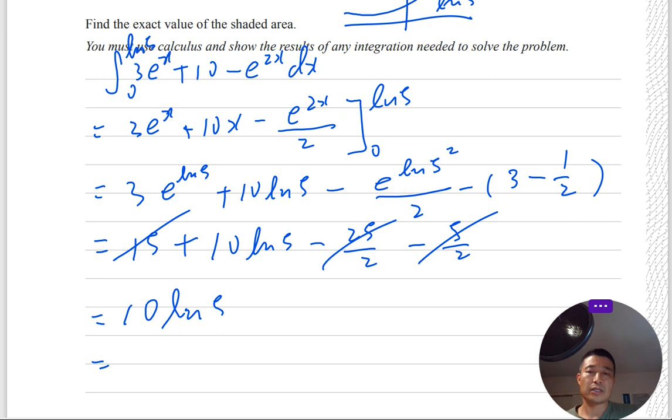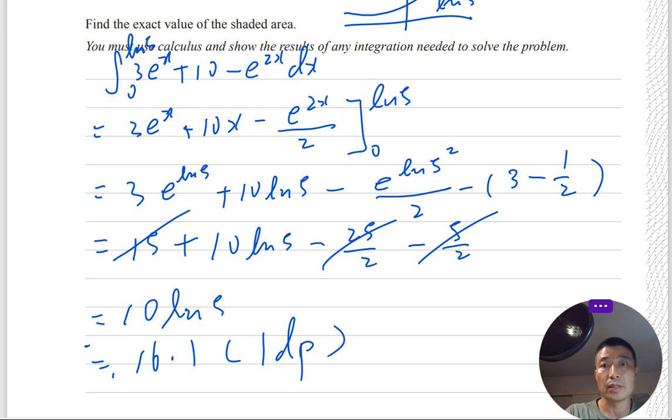But if I change that to decimal, 10 ln 5 is approximately 16.1 to 1 decimal place. That should be the answer. Alright.